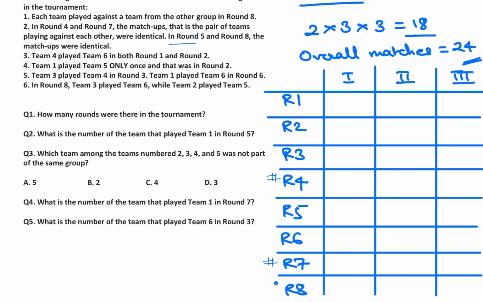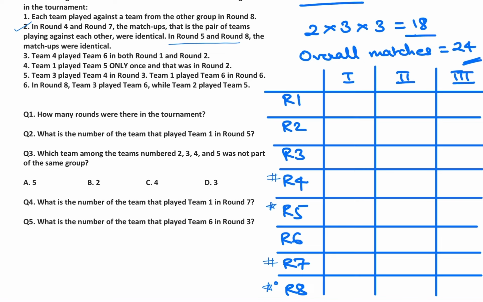Similarly, in round 5 and round 8, the matchups were again identical. So in round 5 and round 8 as well, the matchups will be identical. In round 8, two different groups play matches against each other, so this will also be replicated in round 5. Okay, so I'm done with point number 2. Let's look at point number 3.